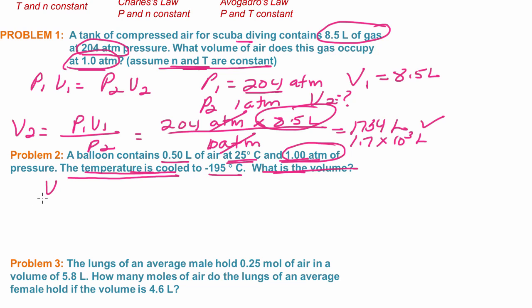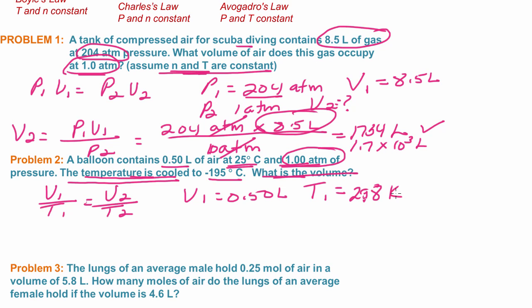So we have the volume V1 over T1 is equal to V2 over T2. So let's define everything. V1 is 0.50 liters and T1 is 25 degrees Celsius, but we have to convert that to Kelvin. So that's 298 Kelvin.